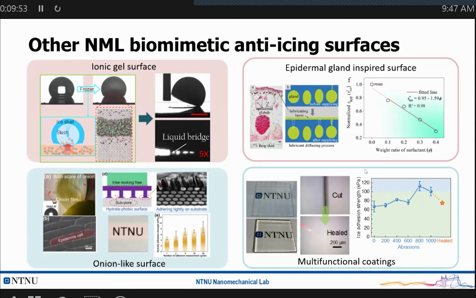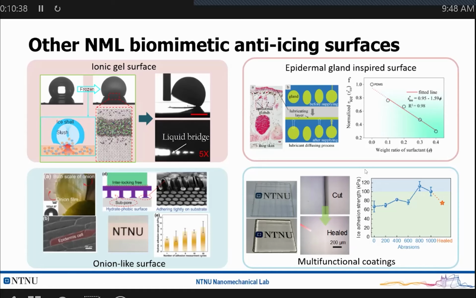Of course, we also work on other types of biomimetic materials. For example, this ionic gel surface mimics how ions migrate through human skin. This ion could diffuse from the substrate to the interface, melt the ice at the interface, and lower the ice adhesion. Also, similar to the frog skin, it has a porous structure containing lubricant. It can simultaneously diffuse into the interface and create a lubrication layer at the interface and lower the ice adhesion.